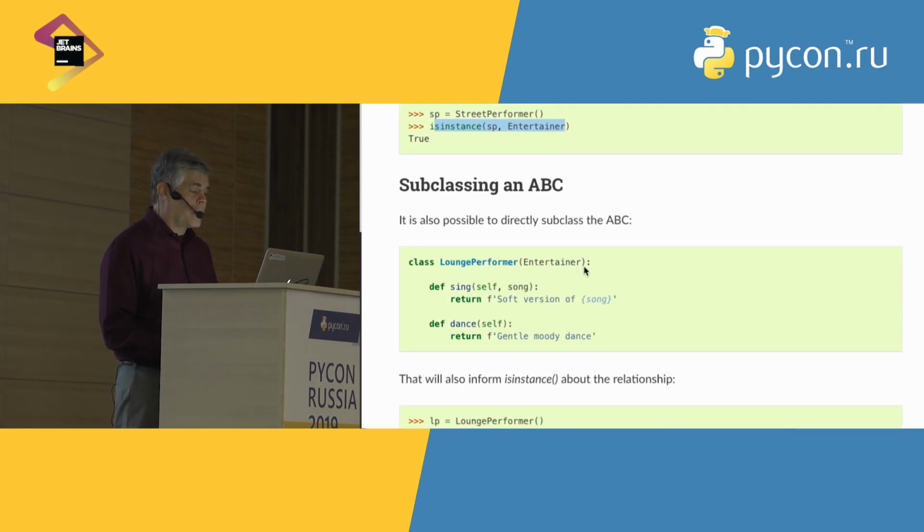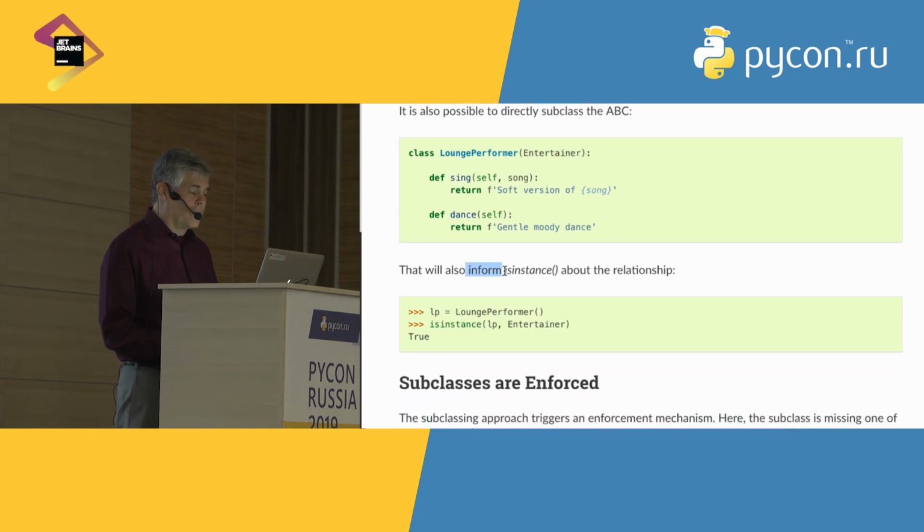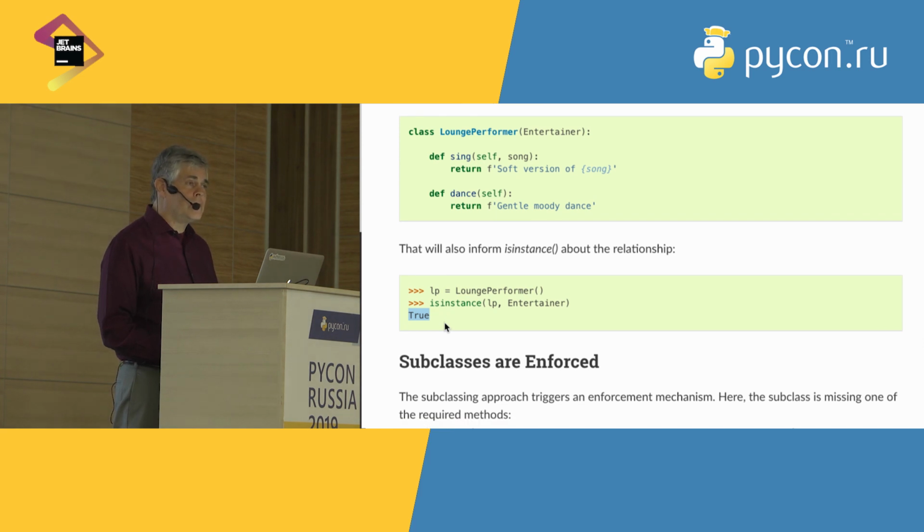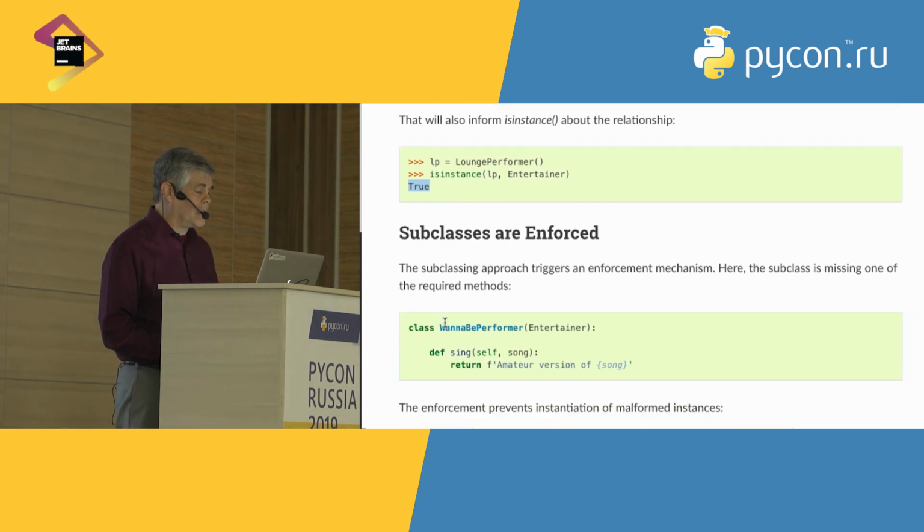There's another way. You can subclass Entertainer. This will also inform isinstance about the relationship. And so if we want to know if the lounge performer is an entertainer, it returns true. In this case, isinstance is doing exactly what you expect. It's identifying a member of a subclass. The interesting contrast between the two ways is that subclasses have an enforcement mechanism and registration doesn't.